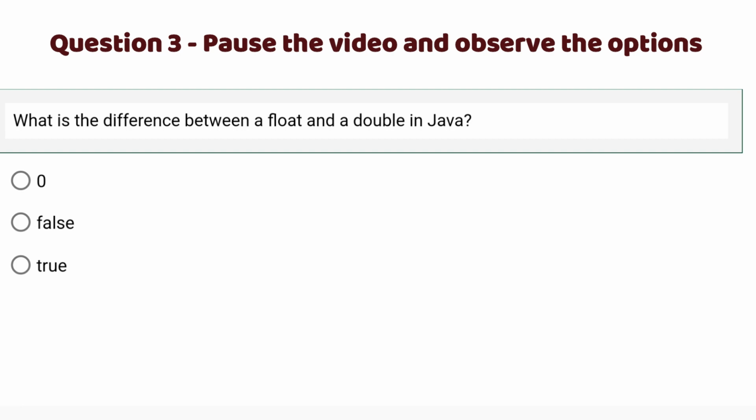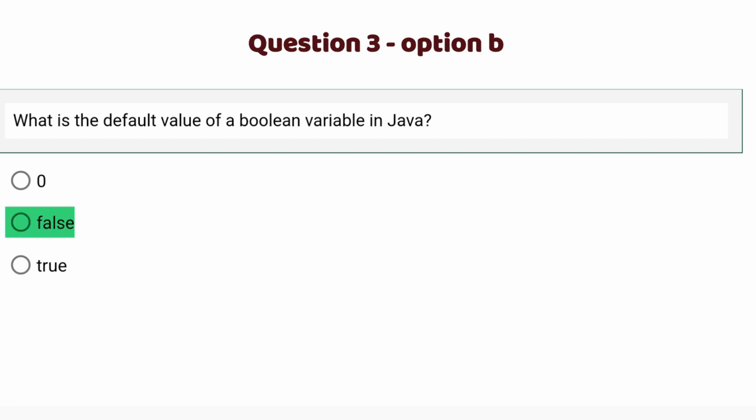Next question. What is the default value of a Boolean variable in Java? A, 0, B, false, C, true. The correct option is false.